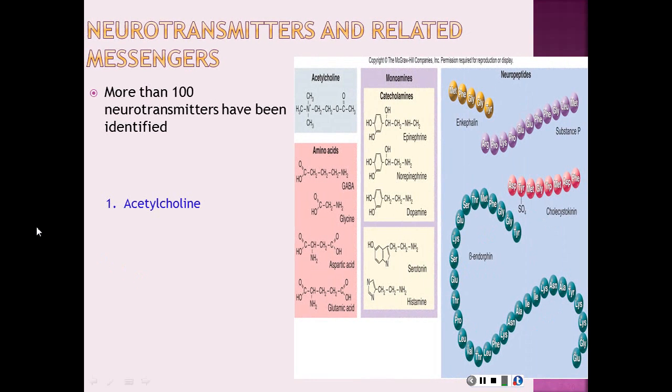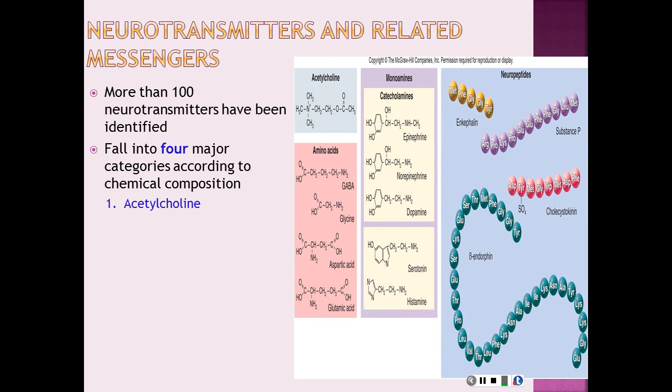Now, more than 100 confirmed or suspected neurotransmitters have been identified. That's a lot. Neurotransmitters fall into 4 major categories according to composition. We have acetylcholine, amino acids, monoamines, and then we have neuropeptides. Acetylcholine is in a class by itself, and it's formed from acetic acid and choline.